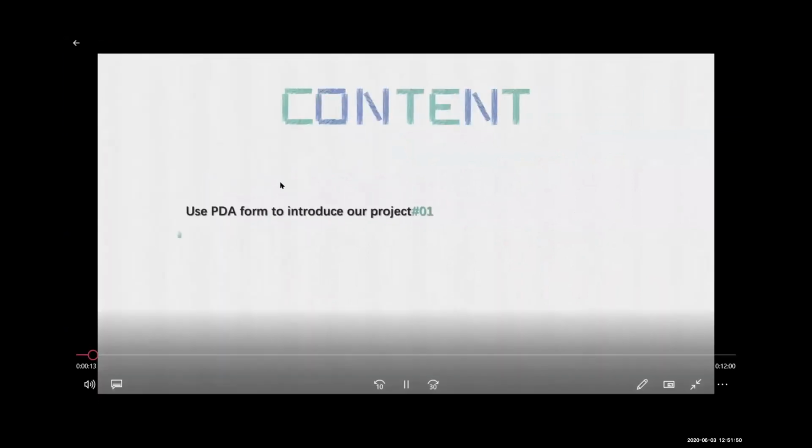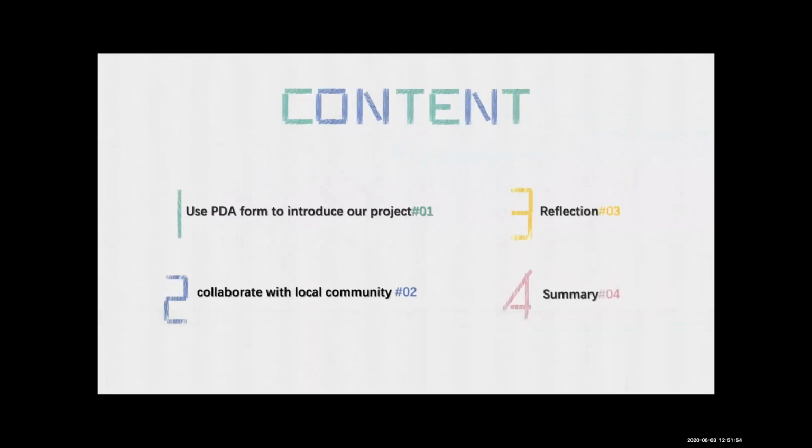So this is our content outline. It was divided into 4 parts. The first one is to use the PDF form to introduce our project. And then we will show the process of collaborating with the local community. The third part is the reflection of the students. And then we will give a brief summary.